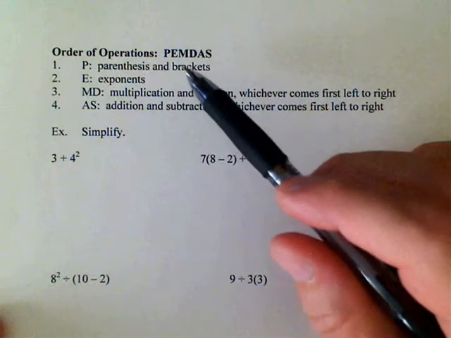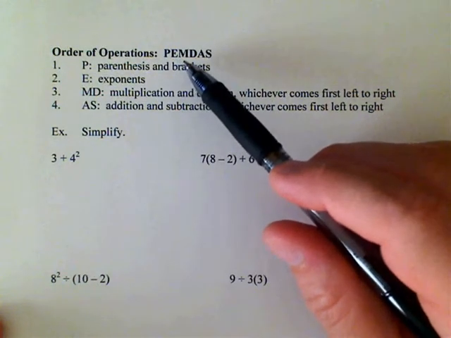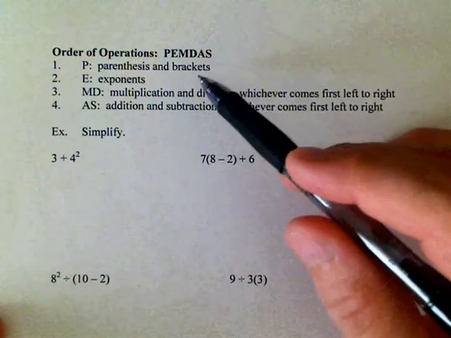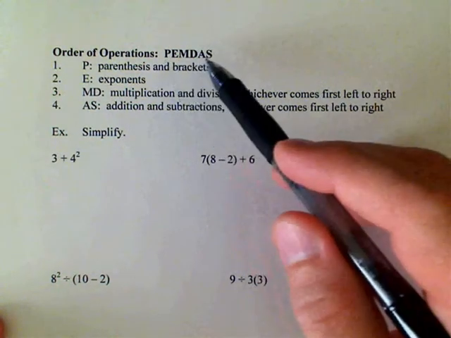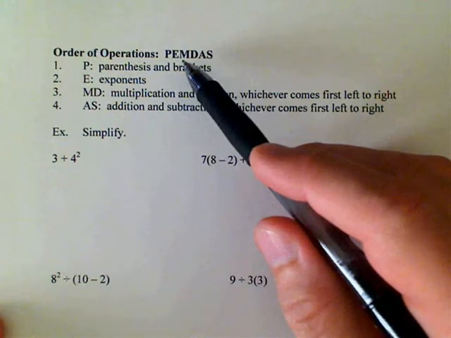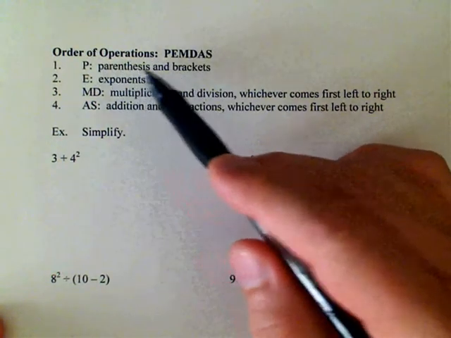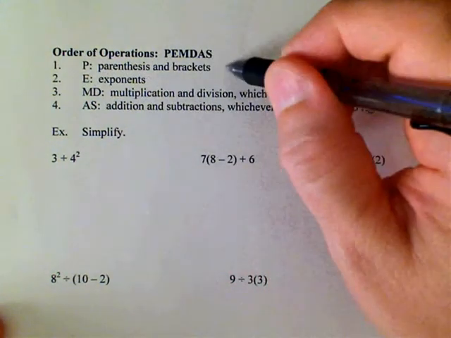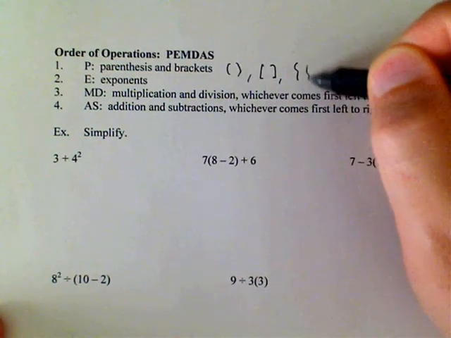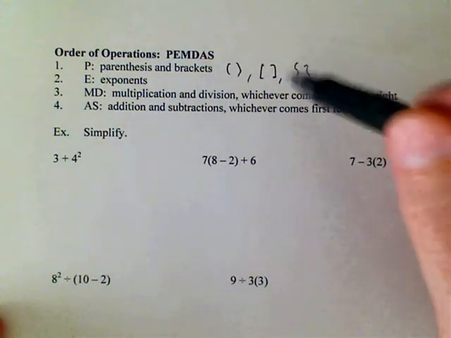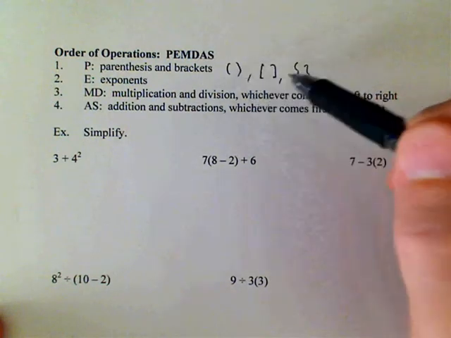Here's what it is. PEMDAS. This is not true. Keep that in mind. PEMDAS is not true. PEMDAS is an acronym. It just gives you an easy way to remember the order of operations. The P represents parentheses and brackets. It also represents braces. So if you see anything like this or that, or that, what that means is you want to simplify what's inside of those first.